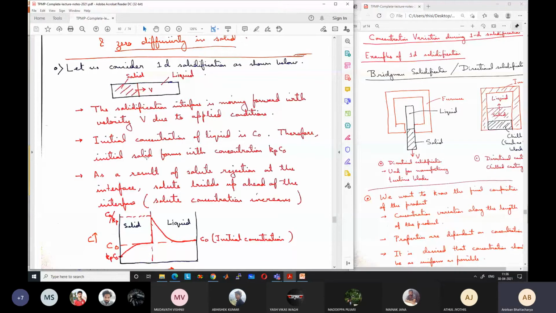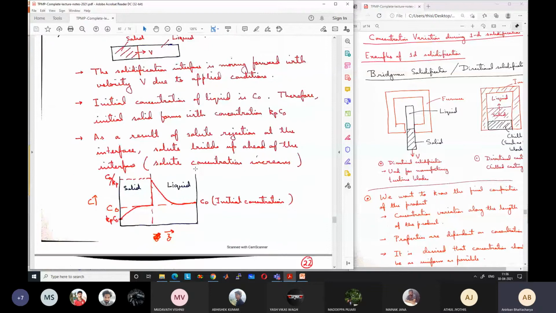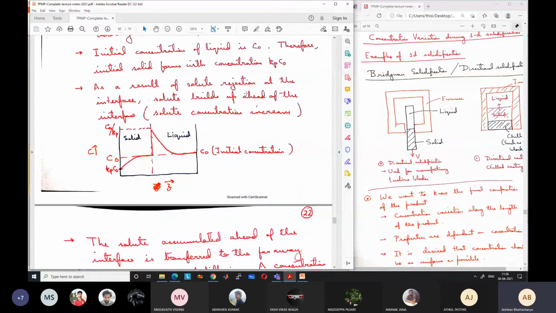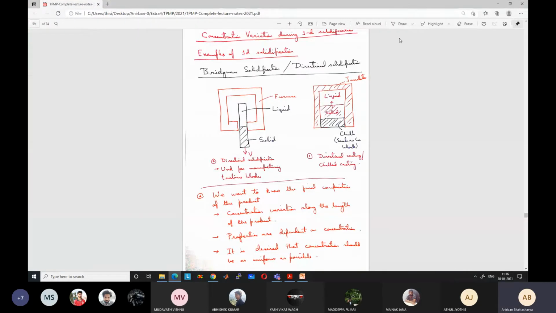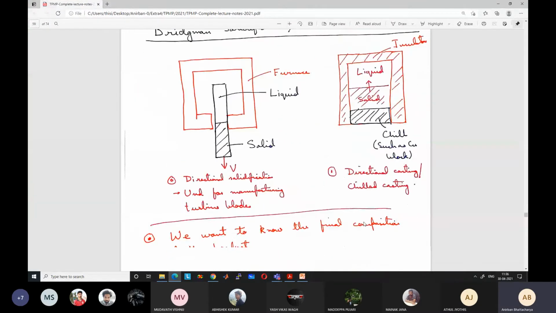Remember that yesterday we defined Kp to be the concentration in the solid divided by the concentration in the liquid. So the concentration in the solid is equal to Kp times the concentration in the liquid. Because the concentration in the liquid is C0, the concentration in the first solid is Kp times C0. So once the first solid forms at Kp C0 concentration, we'll go back to the drawing that we were doing.